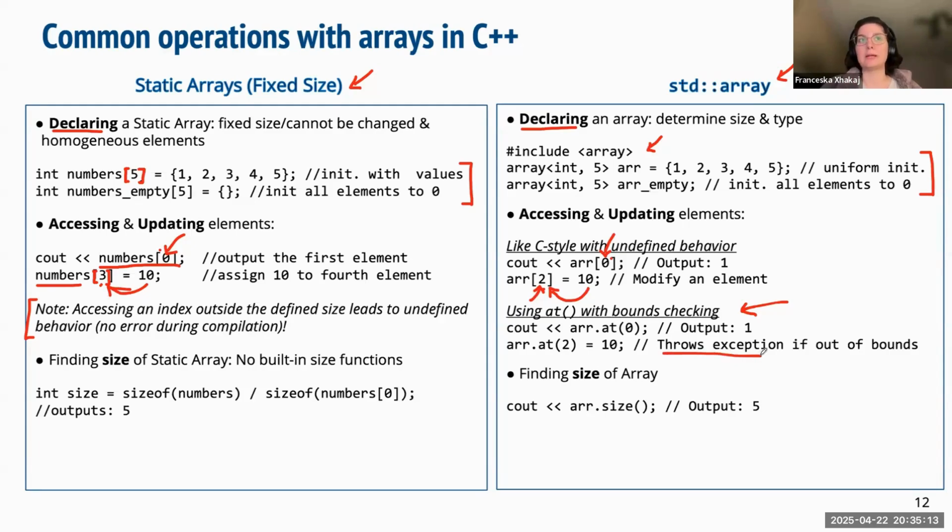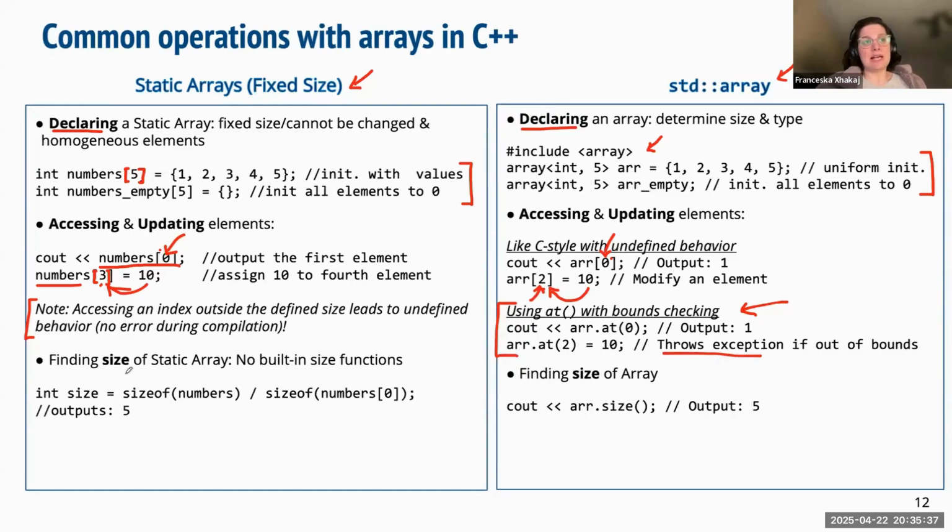Okay, so this is a much safer operation that allows you to check if you're out of bounds, right? So in a nutshell, while accessing and updating looks the same, with C-style arrays, be careful, you don't have safety nets in place if you try to get out of bounds. With standard arrays, you do have safety nets in place by using the .at operator, which will throw an exception if you're out of bounds.